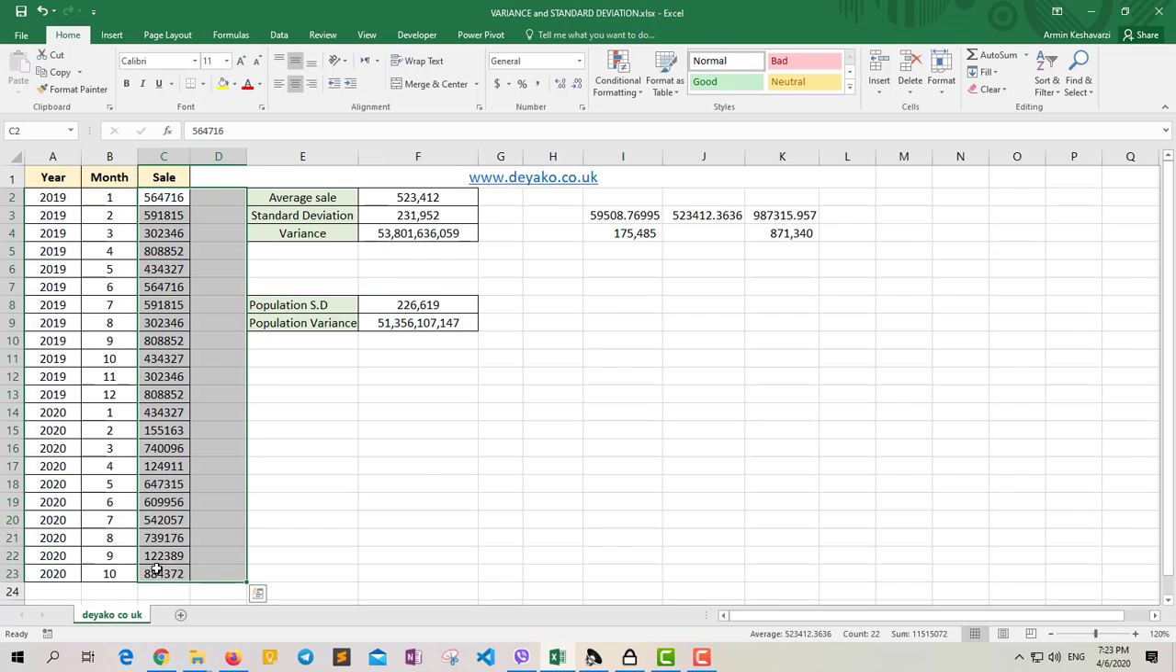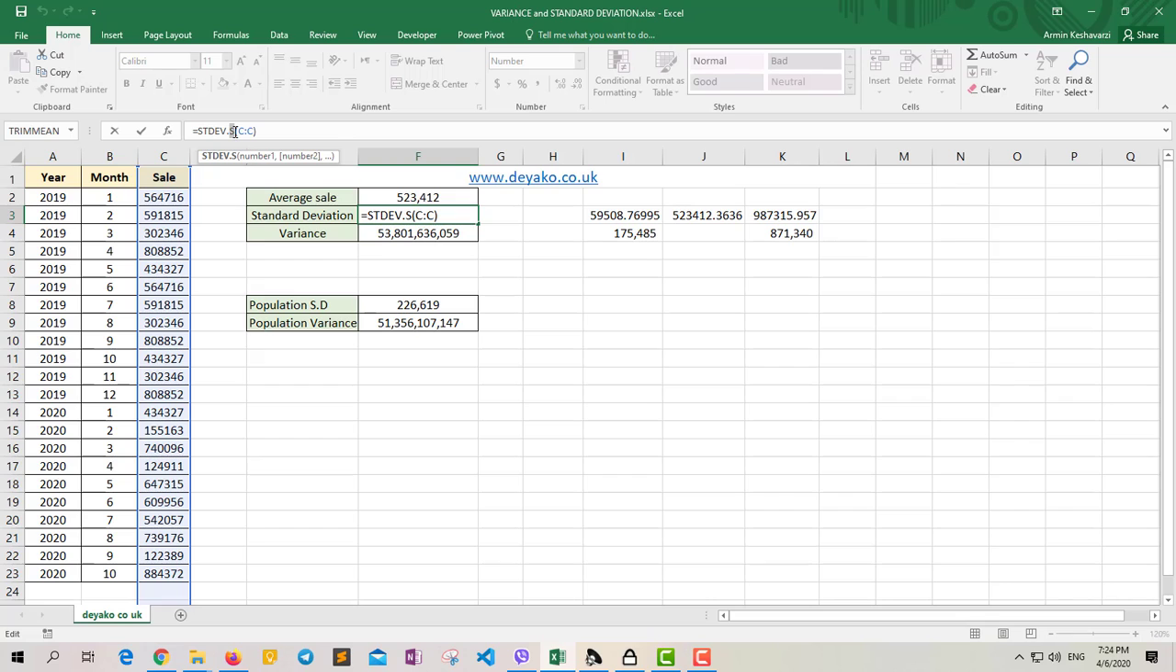So for example, if I published a book and the selling of that book ended by month 10 of 2020, and I will not publish more and I do not want to sell more, I can tell that the population standard deviation is this amount, because I will not have more data in the future. But if you will have more data in the future, you have to use STDEV.S.